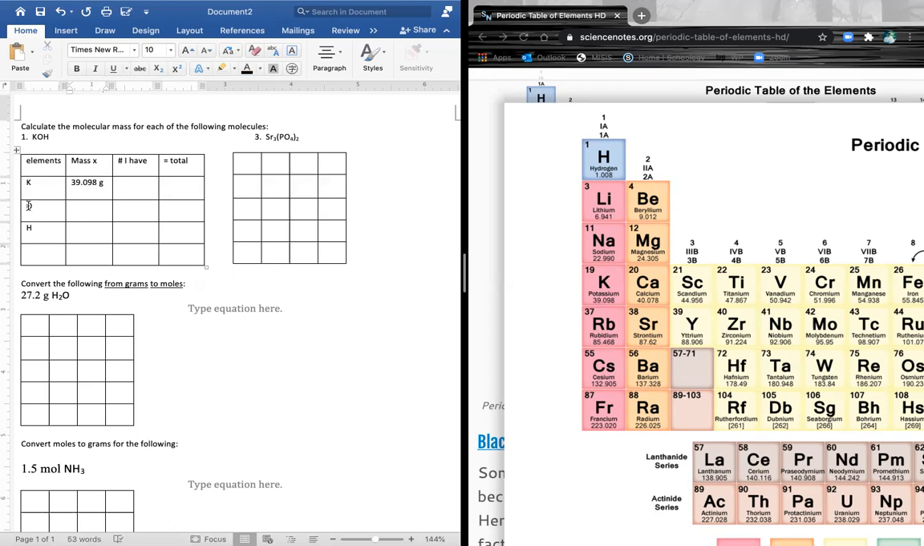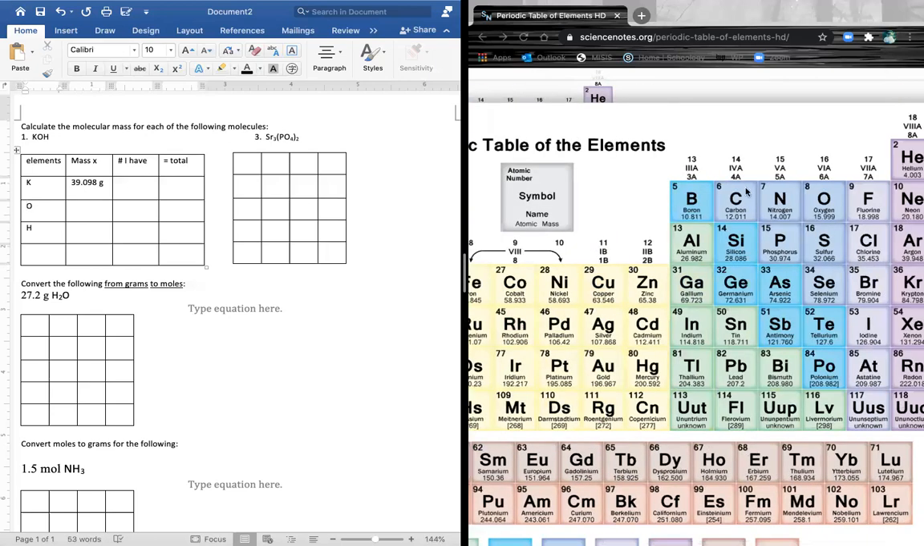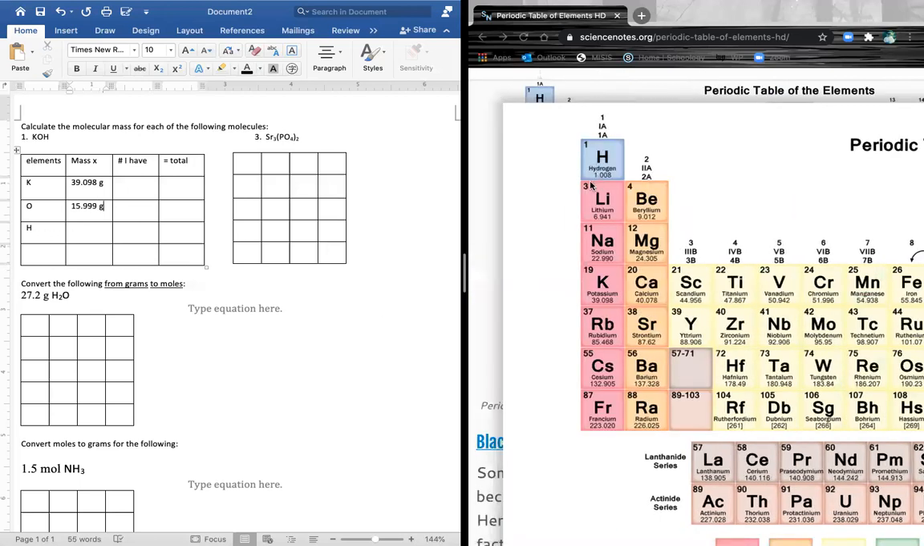Okay. Now I find O. So I go to the periodic table. O is oxygen, so there it is. There's the mass of oxygen, 15.999 grams. And then lastly, H, hydrogen. So I find that one. There it is, 1.008 grams. Now I need to multiply this by the number of each element that I have.